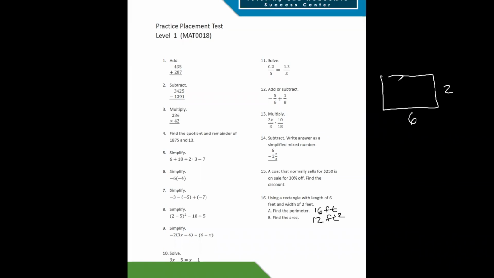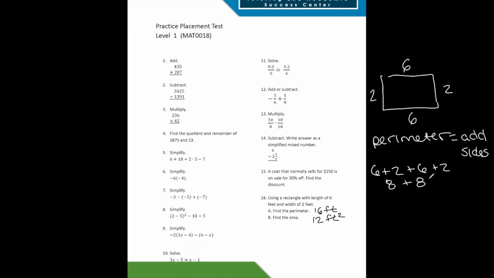When we're doing perimeter, we're adding up all the sides. So this would also have a length of 2, and this would also have a length of 6 and a width of 2. So perimeter means add all the sides. So when I go to find the perimeter, we're going to add sides. I'm going to do 6 plus 2 plus 6 plus 2. 6 plus 2 is 8.